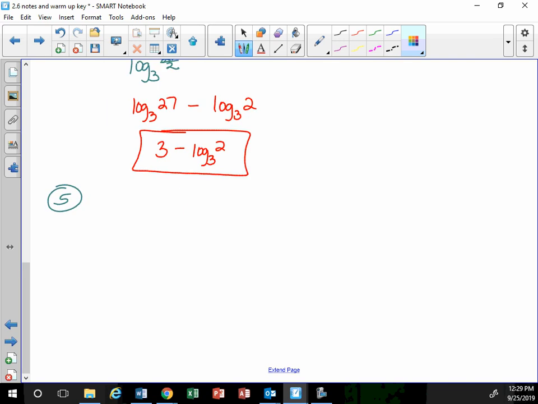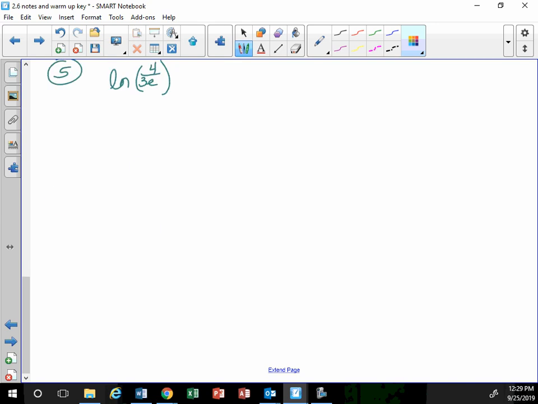Let's see. All right, let's try this. Natural log of 4 over 3e. You guys try this one. Expand for me. All right, I'm going to write 2 answers, and you have to tell me which one's right.